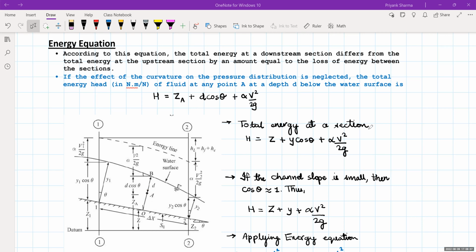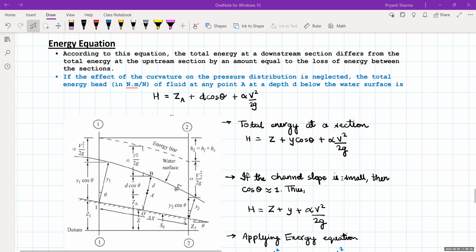So the total energy at the section in general, if we write, becomes H is equal to Z plus Y cos theta, where Y is the total depth of flow, plus alpha V square by 2G. If the channel slope is very small, then your cos theta becomes 1, and then your H is equal to Z plus Y plus alpha V square by 2G.